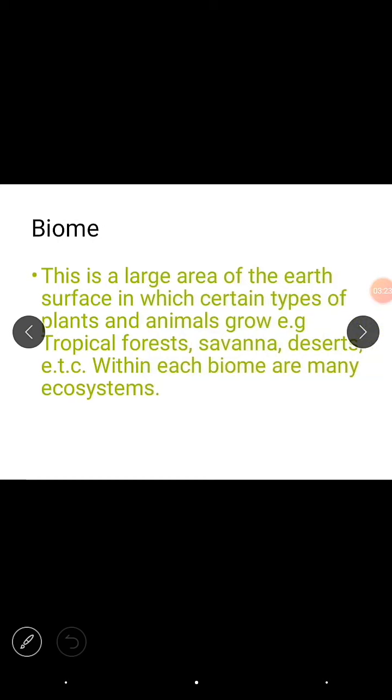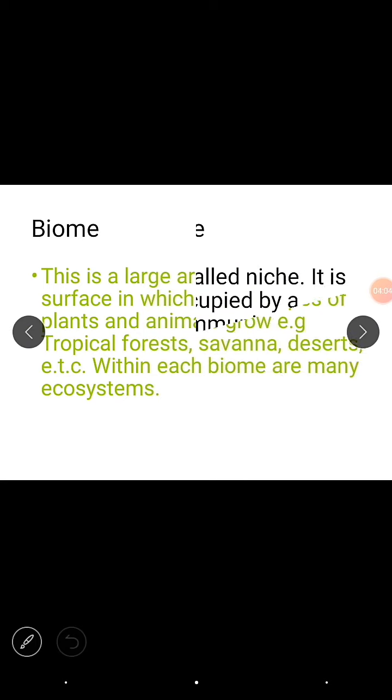When you talk about biome, it's simply referred to as the large area of the earth's surface in which certain types of plants and animals can be found. You have tropical rainforest. In tropical rainforest, the kind of plants and animals you find there is different from what you find in savanna. Savanna is a grassland, and what you have in the savanna is also different from what you have in the desert. The desert is a land without water. Okay, so these are biomes, and then we have various biomes locally, that's in Nigeria, and then you also have some biomes internationally, that's globally. So within each biome you have different kinds of ecosystem.